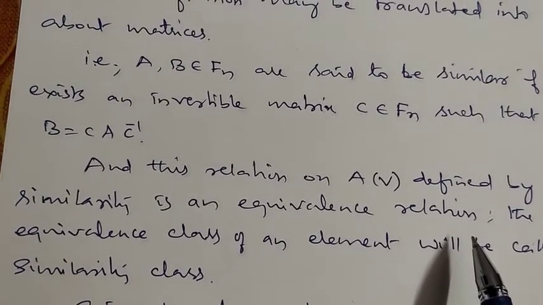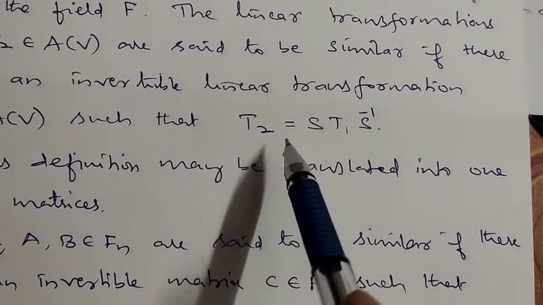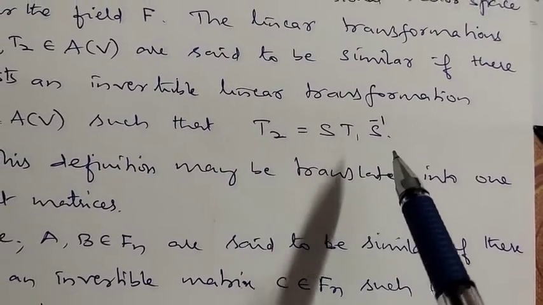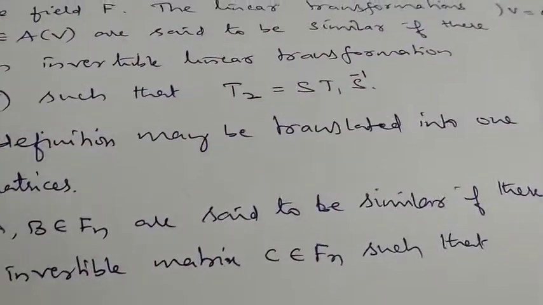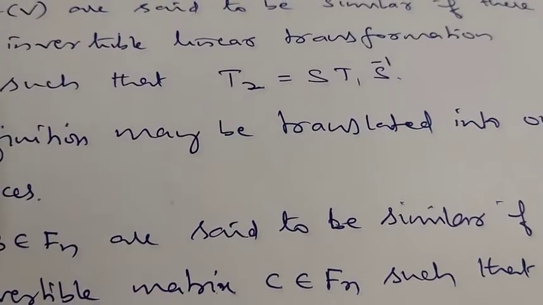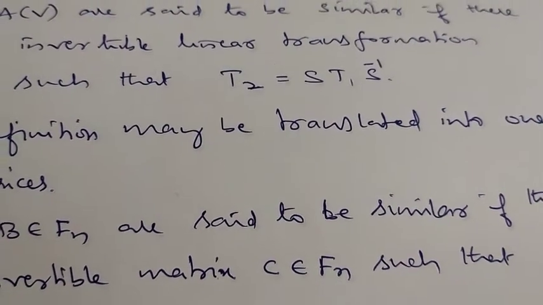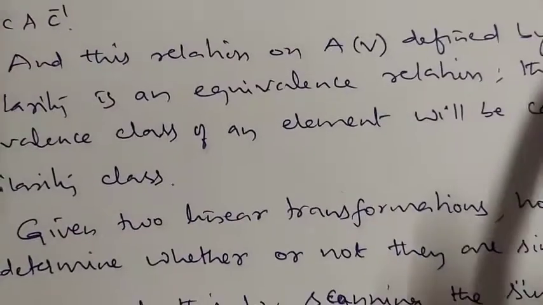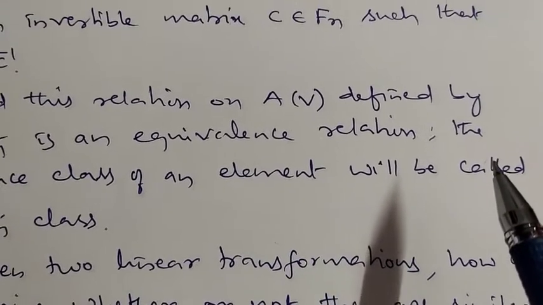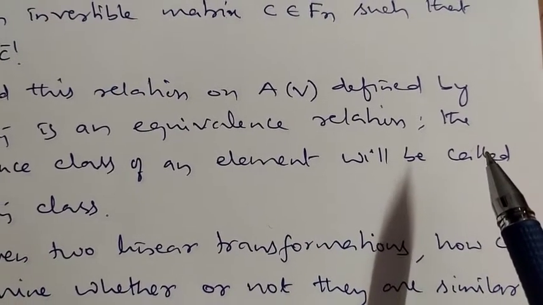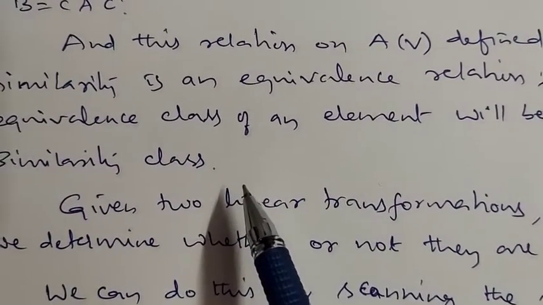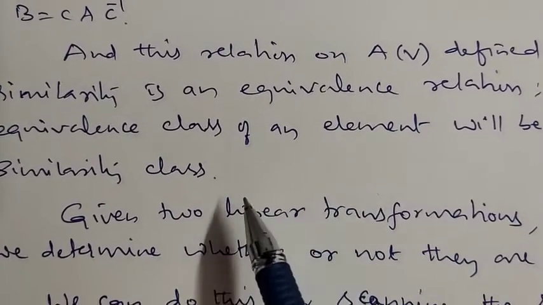Okay, definitely it becomes an equivalence relation because T1 can be written as T1 is equal to I T1 I inverse, meaning T1 is similar to T1. Similarly, we can show that if T1 is similar to T2, then T2 is also similar to T1, and also if T1 is similar to T2 and T2 is similar to T3, then T1 is similar to T3. So, therefore, this relation of similarity is an equivalence relation. You know that every equivalence relation partitions the set into disjoint subclasses called equivalence classes. So, here the equivalence classes are called the similarity classes.